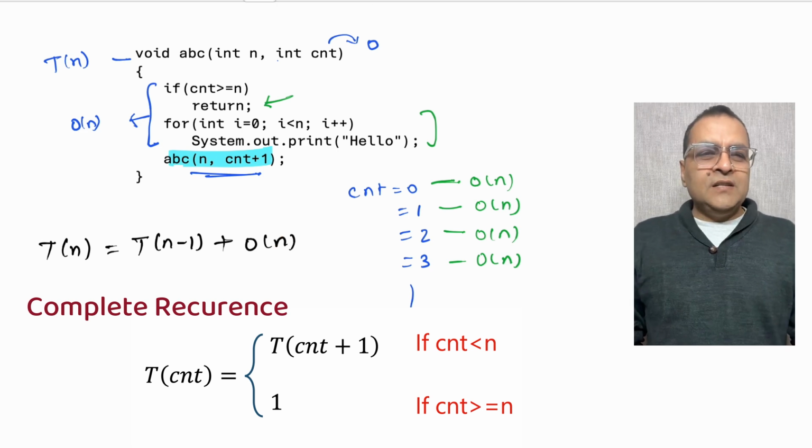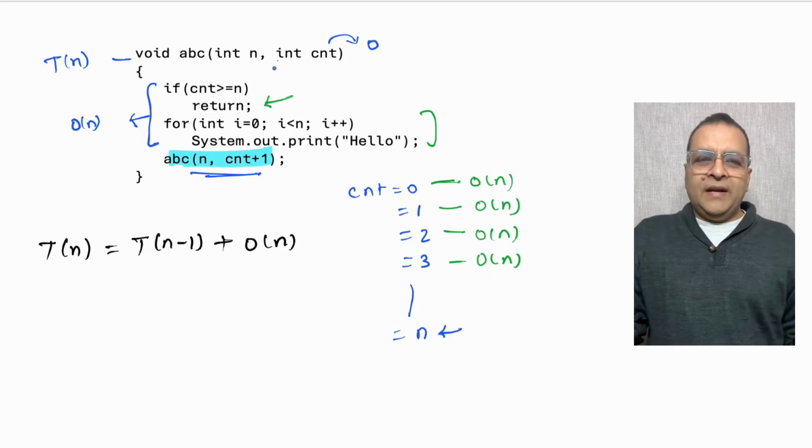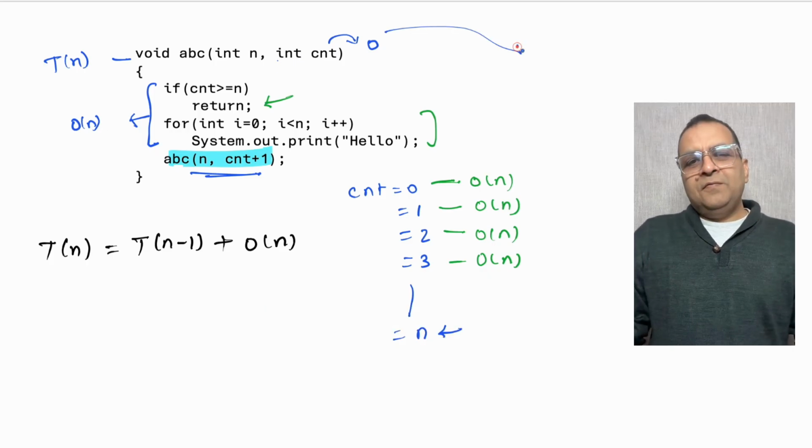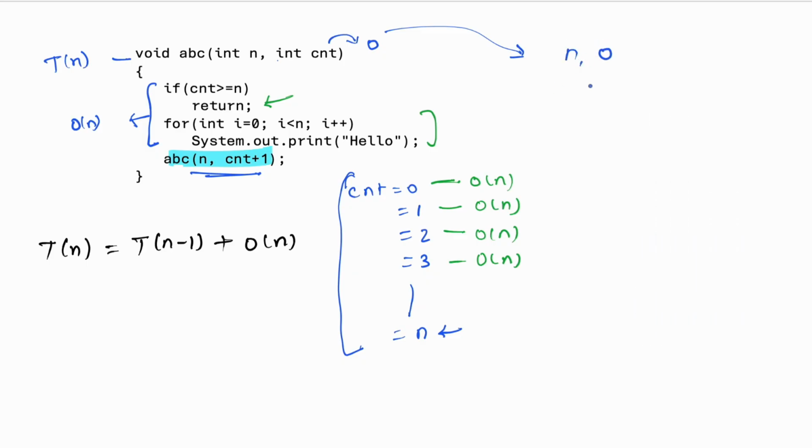Let's find the time complexity of this function using both the methods. First, let us find it using the function call tree. Then we will find it using the substitution method. If we draw the function call tree, then the function call tree will be very similar to this. First the function is called for n and count is equal to 0. Then the function is called for n and count is equal to 1. Then the function is called for n and count is equal to 2.